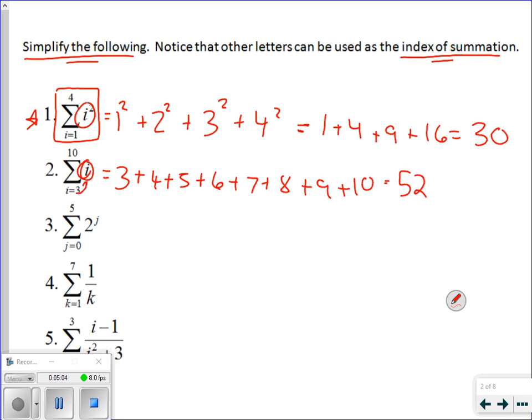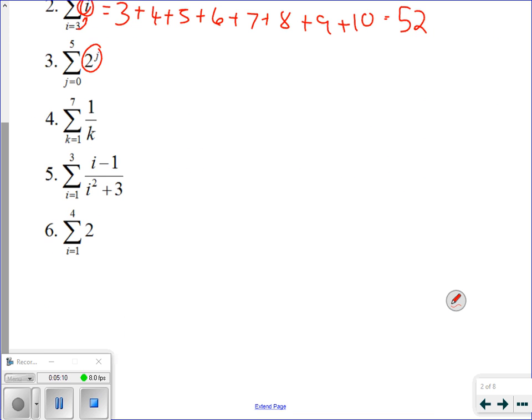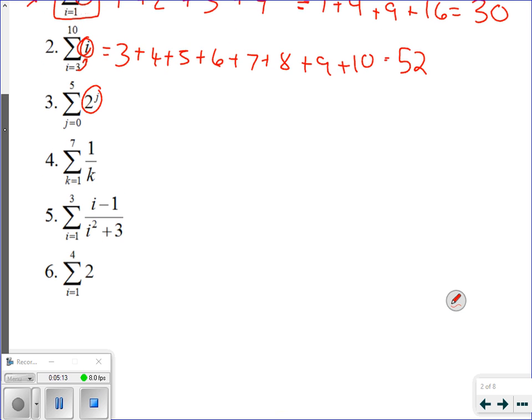And again, this equation inside the summation is just an equation, and it's just wanting you to add up terms in that equation. So in this case right here, this is 2 to the j. Now what this means is that we just plug 0 to 5 in for j and add those together. So that's 2 to the 0, 2 to the first, the second, third, the fourth, all the way up to the fifth. And I'm getting that to be 63.